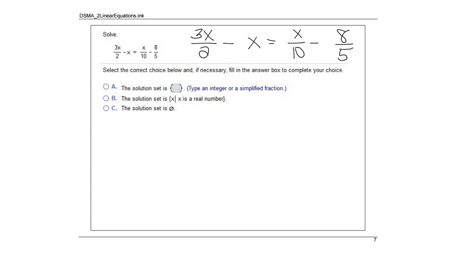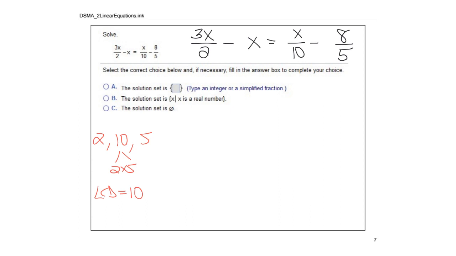Okay, one more. It says solve. We've got 3x over 2 minus x equal x over 10 minus 8 over 5. So we actually have 3 denominators we have to look at. But look at this. The 10 is 2 times 5. So all of those numbers go into 10. 2 goes into 10, 5 goes into 10, of course 10 goes into 10. So our least common denominator is going to be 10.